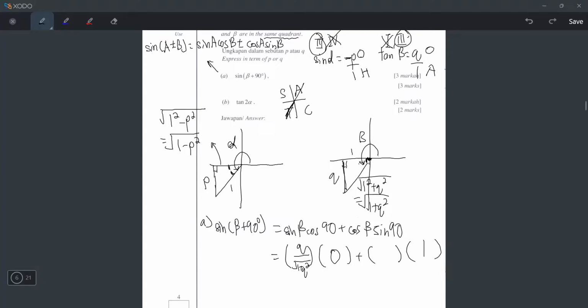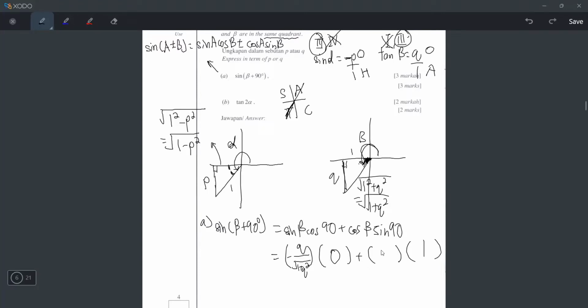It means you have to add a negative here, and the reason is because the beta, the real beta, is not actually small like this one. It's actually quadrant 3. It's actually bigger than that. So in quadrant 3, only tangent is positive, and now you're finding sine. That's why you have to add a negative, right?